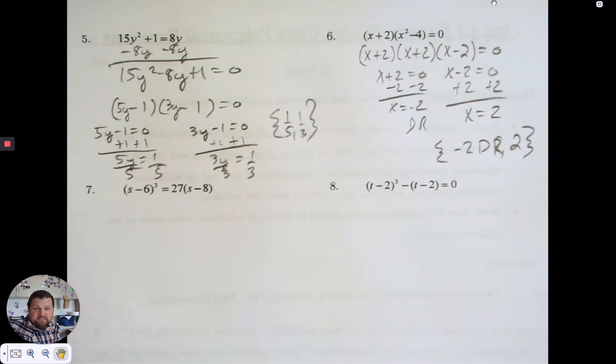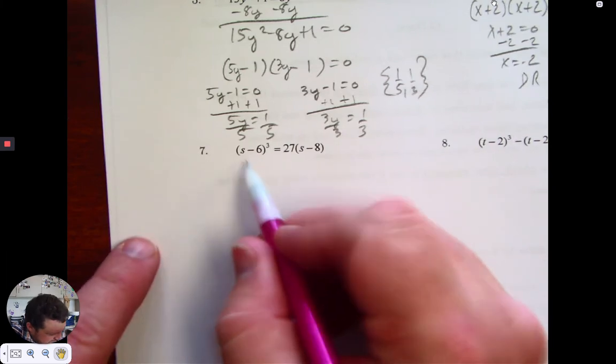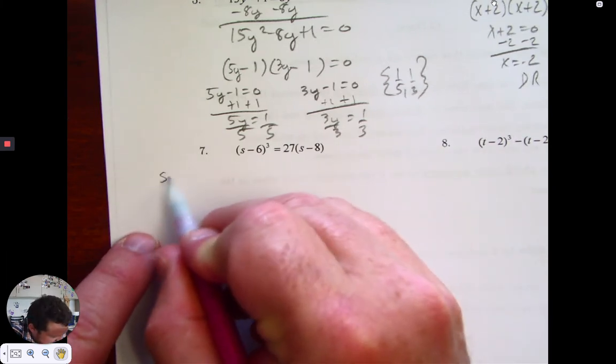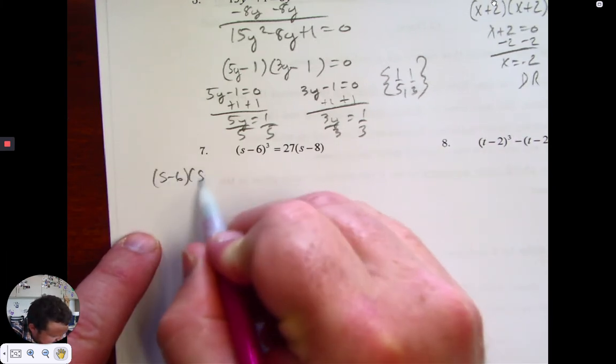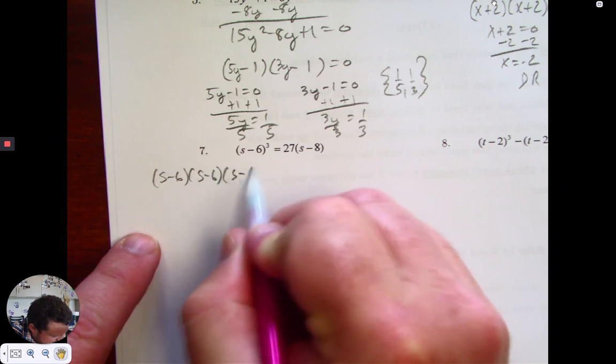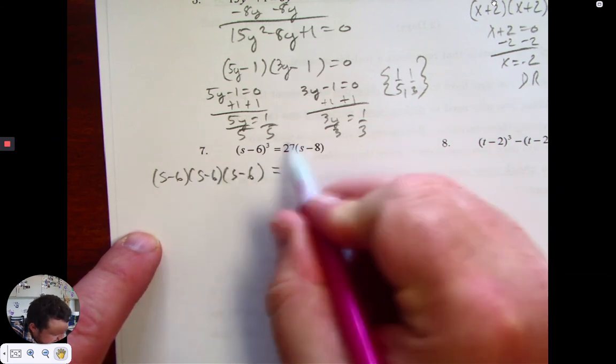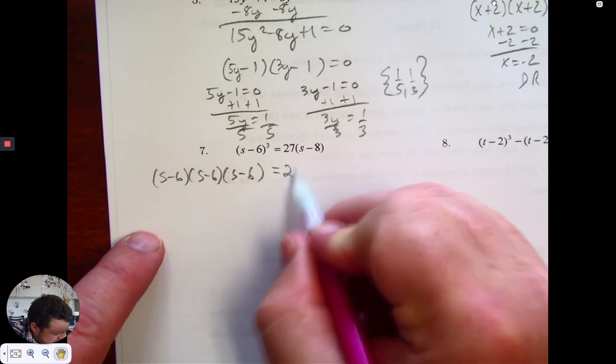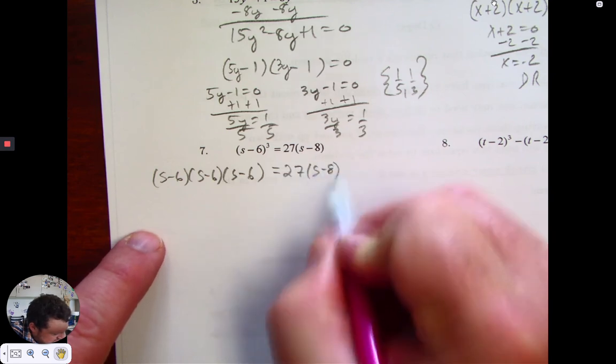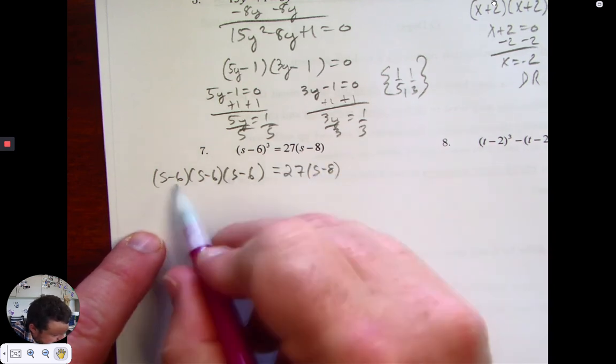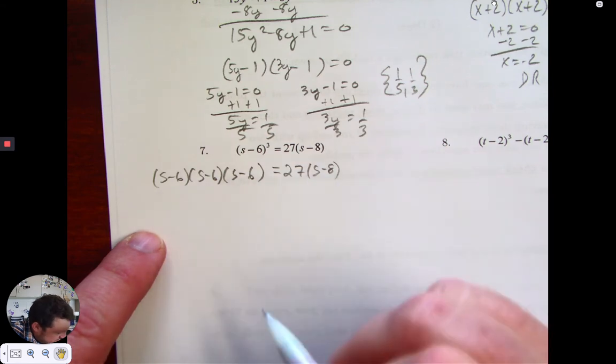Okay, number 7 takes a while, but we will get through it. This is really s minus 6 times s minus 6 times s minus 6, and then this has to equal 27 times s minus 8. So we're going to just start multiplying all these things out.